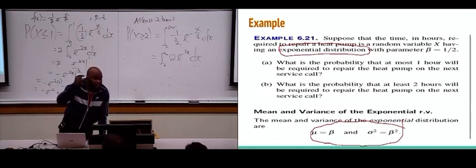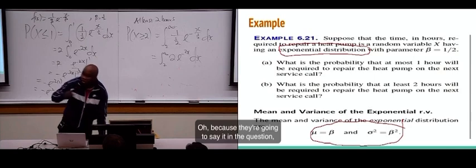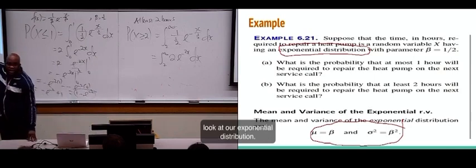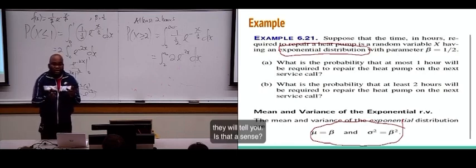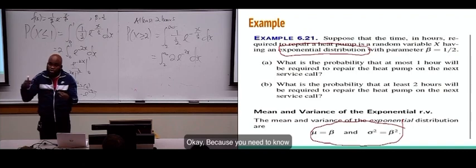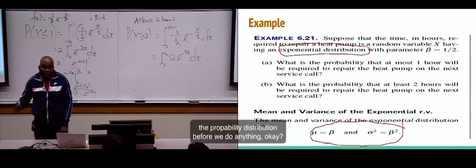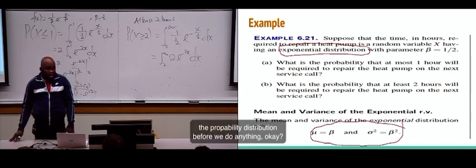How do you know what f of x was? Oh, because they're going to say it in the question. Look at that exponential distribution. Whatever distribution it is going to be, they will tell you. Does that make sense? Okay. Because you need to know the probability distribution before we do anything.